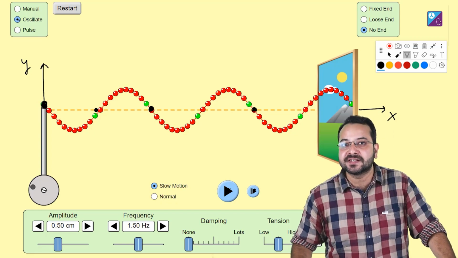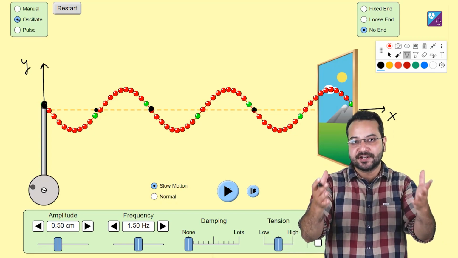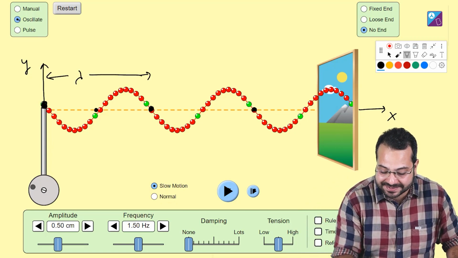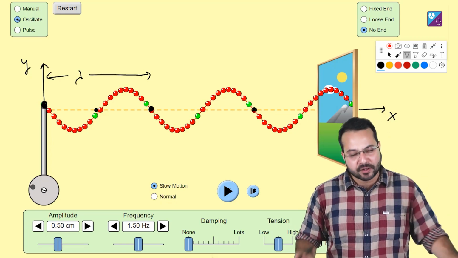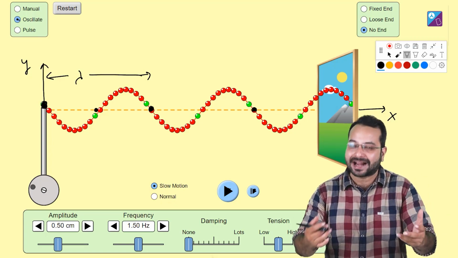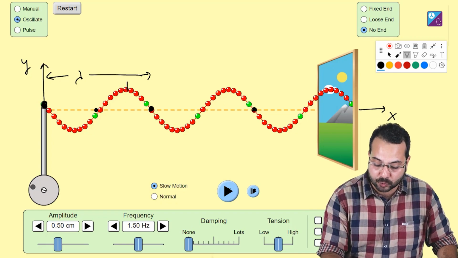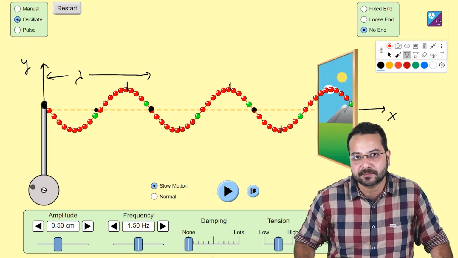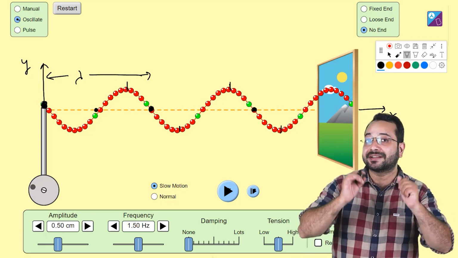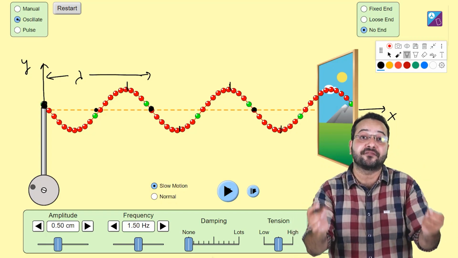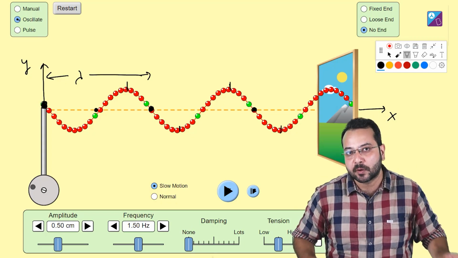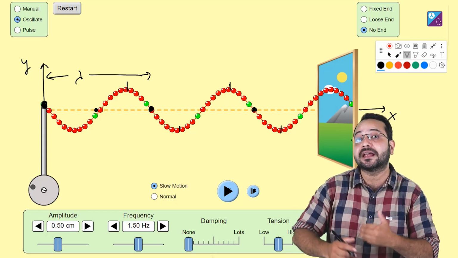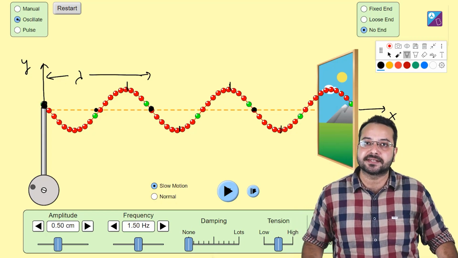And the minimum distance between two such points is called, you know it very well, a wavelength, and it is represented by lambda. Now in lower classes we have understood that the wavelength is from crest to crest, or from trough to trough, but we can extend that definition now. Any 2 points which are behaving in the same manner, or we can say they are in phase, the shortest distance between them will be called a wavelength. So you see, the property is repeating itself periodically in space.